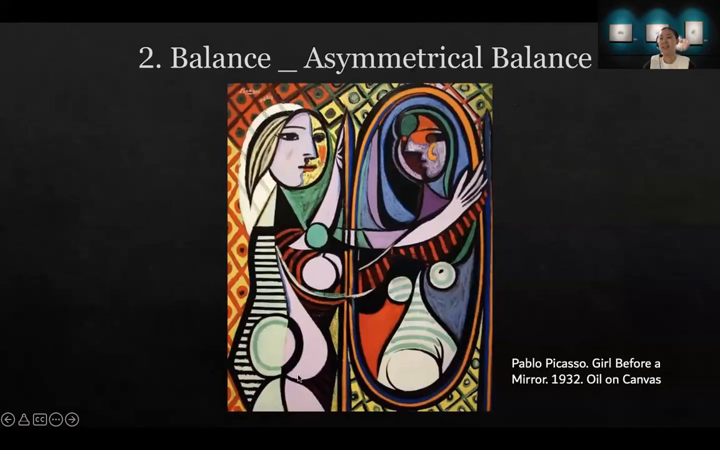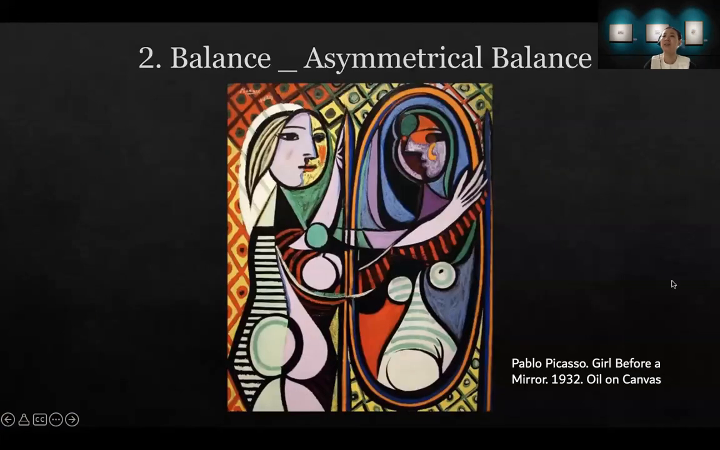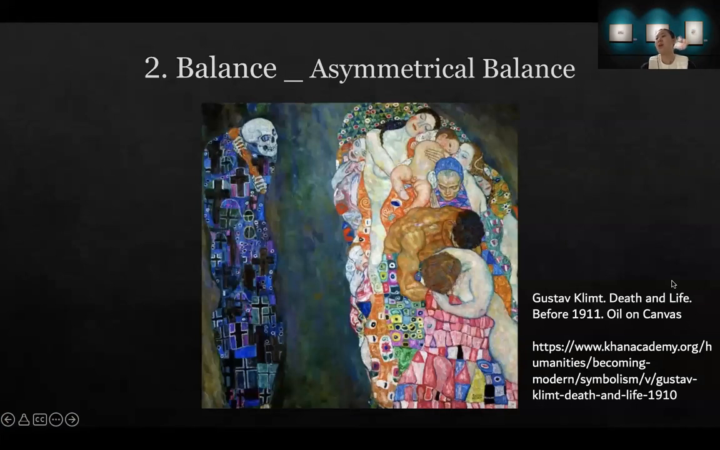Perfect. Yes. So the woman on the left and the woman in the mirror look similar in size, but the left one is light and the right one is dark. Yes. So that is the second factor of asymmetrical balance. Very good. Let's see the next example. This is a painting by Gustav Klimt. Everyone, which asymmetrical balance did he use?